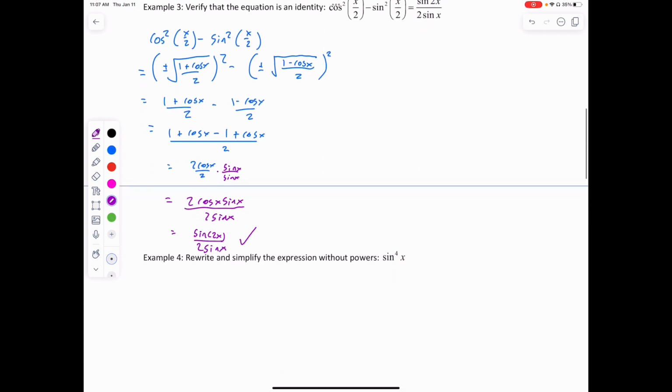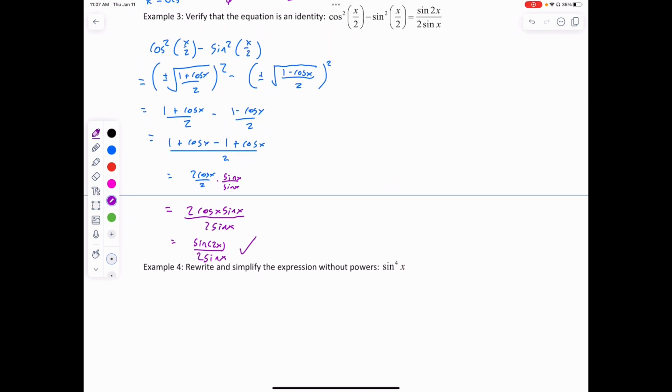All right, let's try one more example to finish off this video. This one's interesting because it says to rewrite and simplify the expression without having powers. So the idea here is that sine to the fourth of x is fairly simple, but we want to make it so it doesn't have powers. So it's just trig functions without squaring or cubing them. Well, maybe a way to start this would be to just say this is sine squared times sine squared.